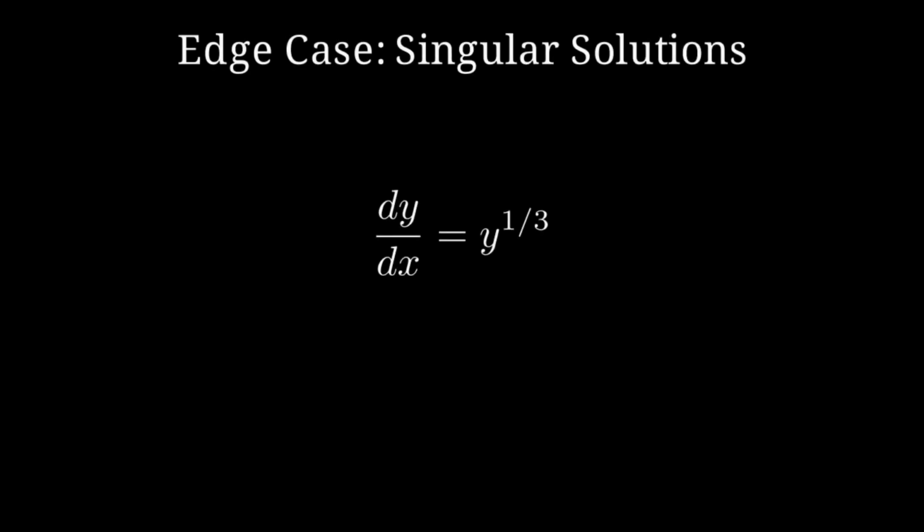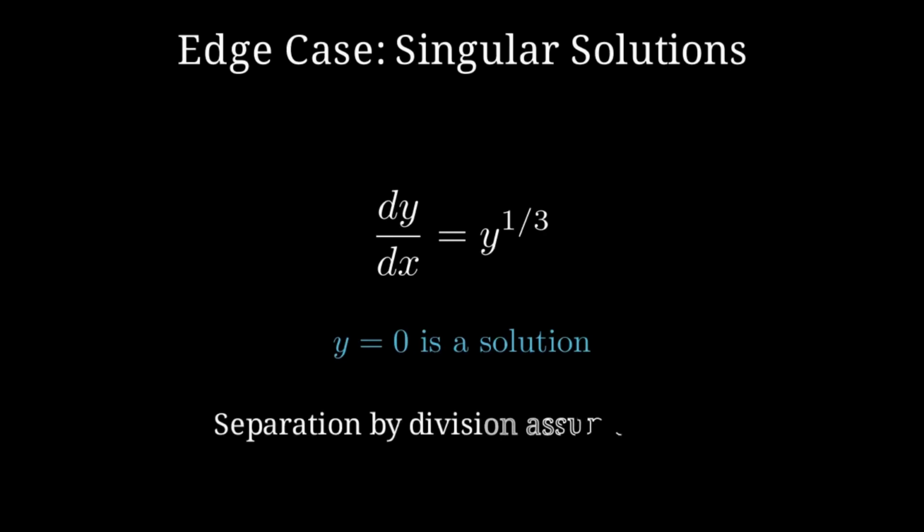When we divide by h of y, we assume that h of y is not 0. Sometimes, the constant function where h of y equals 0 is actually a valid solution that we might lose during the division process. These are called singular solutions and should always be checked separately.